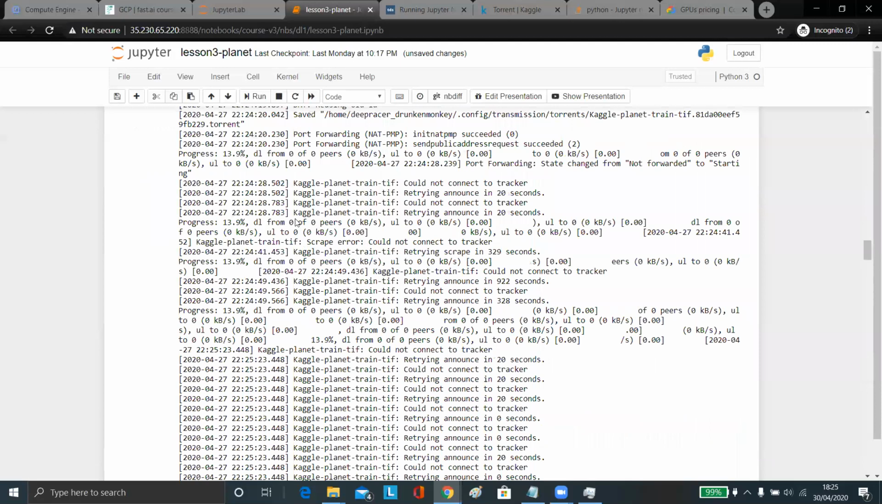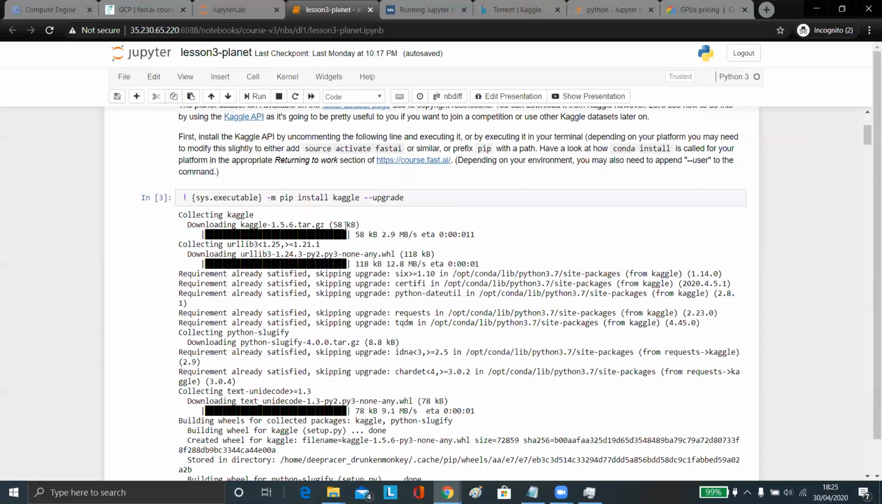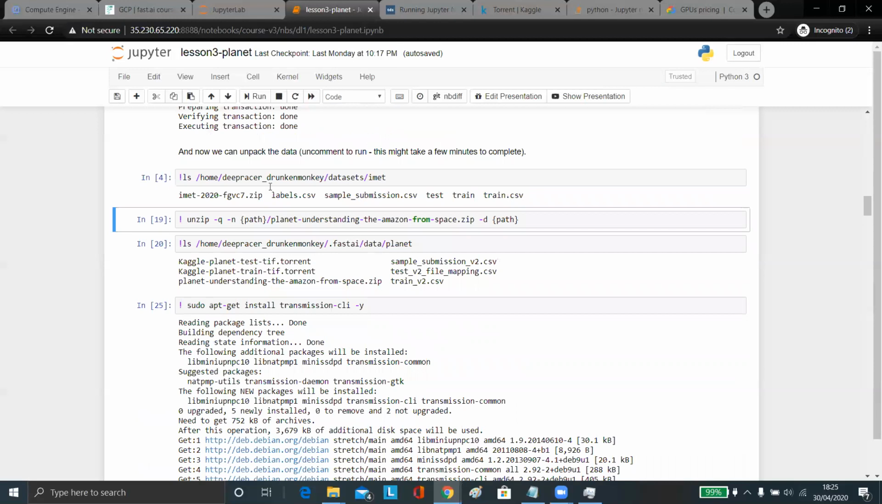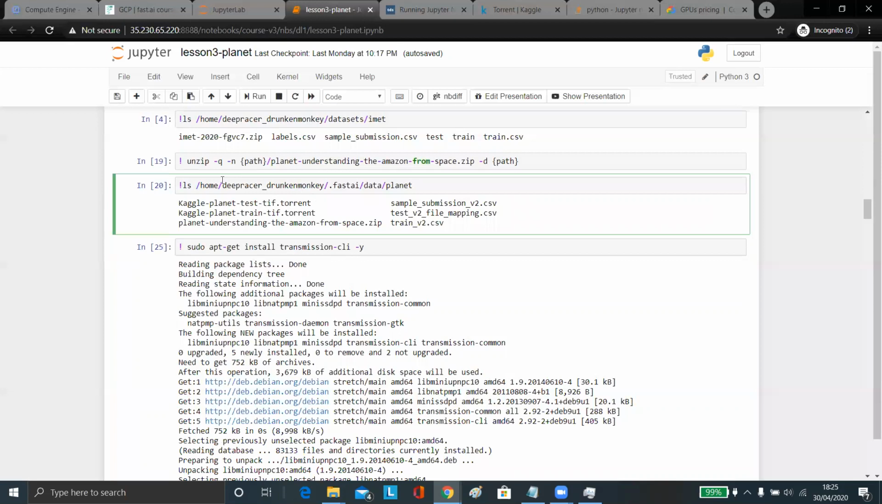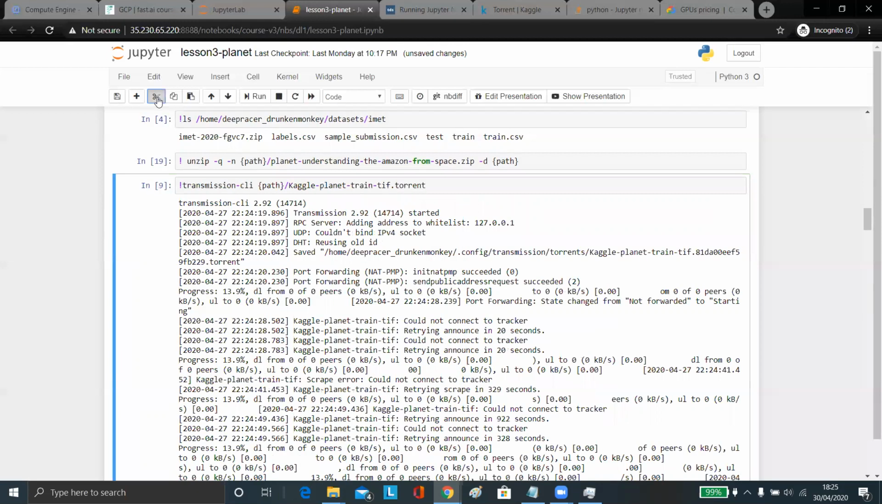I'm wondering if we just delete all these bits so we've got less clutter. Should we just purge it all out of the way? Yeah, good idea. So we'll leave the bit about doing the Kaggle, that's probably useful for people, and the unzipping, but you're probably not going to need any of this. We'll cut the installation of transmission. There we go. That gets rid of a lot of the junk.